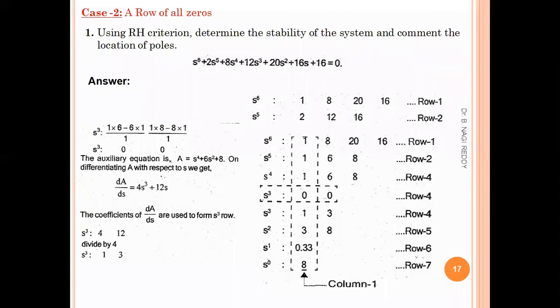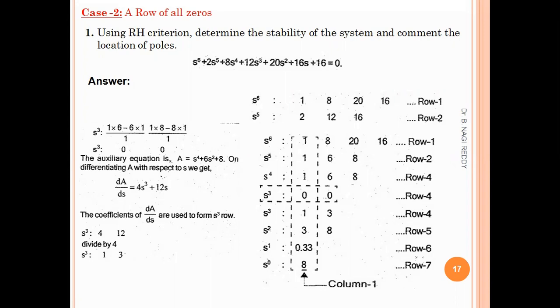Good afternoon, everyone. In the previous class, we have seen case one of the Routh-Hurwitz criteria, which is normal construction. Now coming to case two, you can see case two is a row of all zeros. So if we get all zeros in a row, how can we proceed with this construction process, and how can we determine the stability as well as comment on the poles?